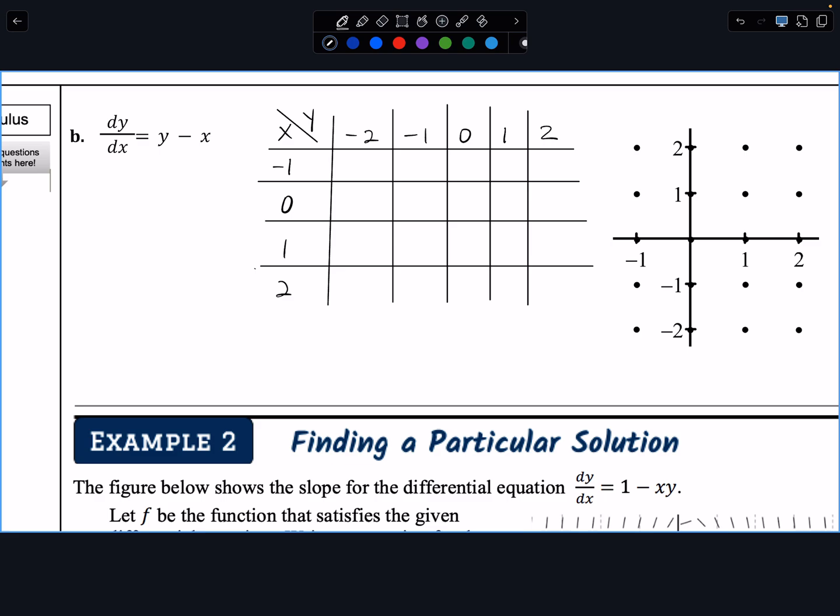Okay? So if I plug in y, what's -2 minus -1? -1. What's -1 minus -1? 0. What would be 0 minus -1? 1. So let's pause. Did you guys notice a pattern? What's happening? This is going up or down? Up by 1. So what would this be? 2. And this would be 3.